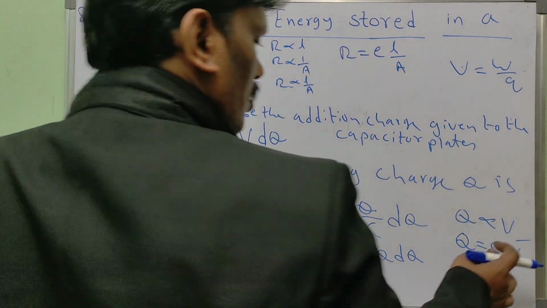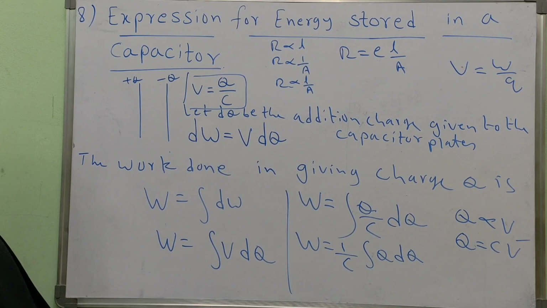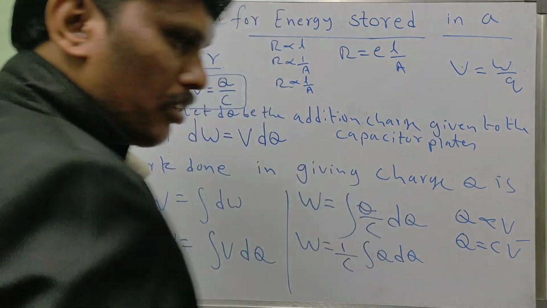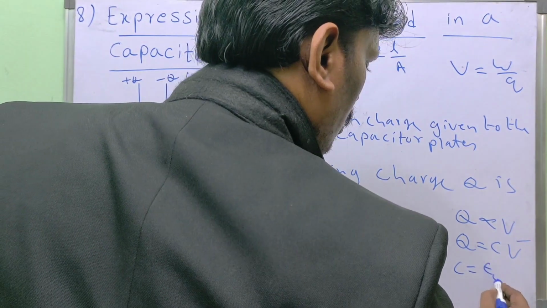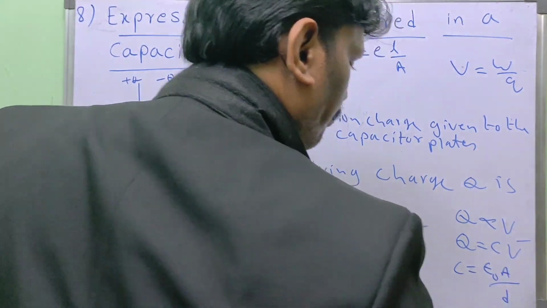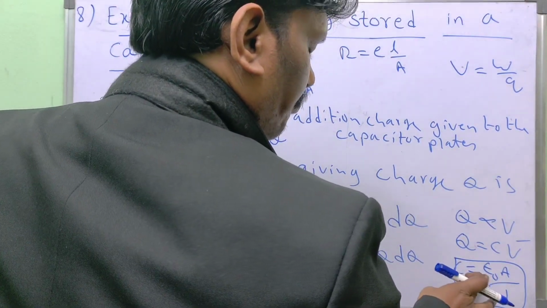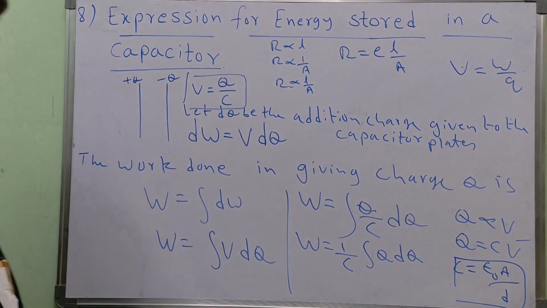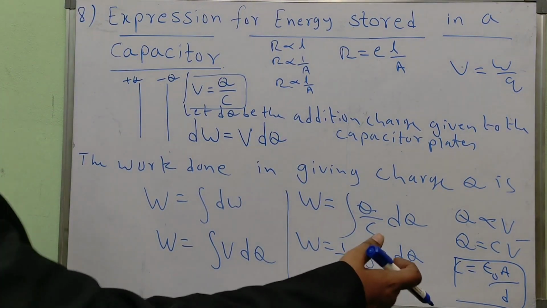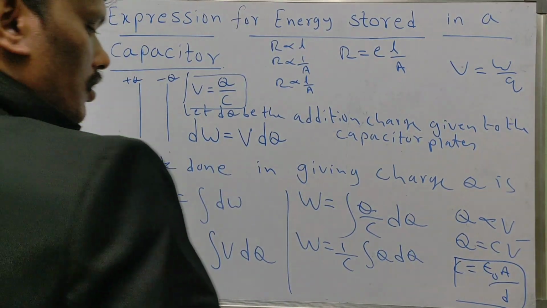So C does not depend upon the V's and Q's. C is a proportionality constant. Then C depends upon what? Only dimensions. Already we derived, epsilon naught A by D. So C depends only on the medium, the area of the plates, and the separation between the plates. That's all. Only dimensions and the medium present between the plates. C is a constant here.